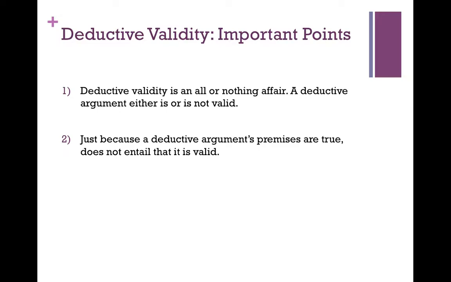Second, just because a deductive argument's premises are true does not entail that it is valid. Let me repeat that. Just because the premises are true does not entail that it's valid. Here's the thing. You can have a deductive argument in which all the premises are true and the conclusion is true, and yet that doesn't make it a valid argument. I'm going to give you an example that's not quite like that, but I'm going to give you one in which the premises are all true, and yet the argument isn't valid.